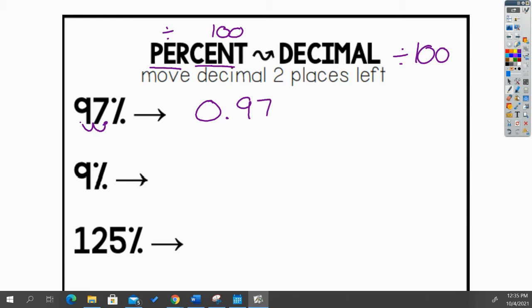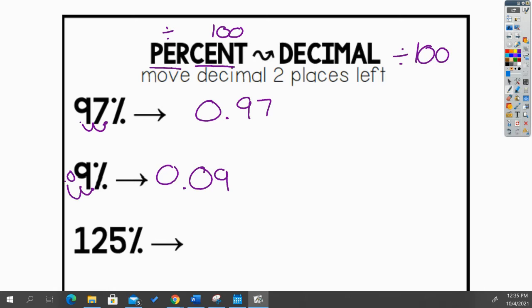Let's go try 9%. So once again, my decimal is right behind the 9. I'm going to move it to the left 2 times. Once. And now I'm out of numbers, but I'll move it one more time, 2. And remember, we always put a little 0 in this empty space. So this becomes 0.09. And I'm going to go back and put a 0 in front of my decimal to make it correct.